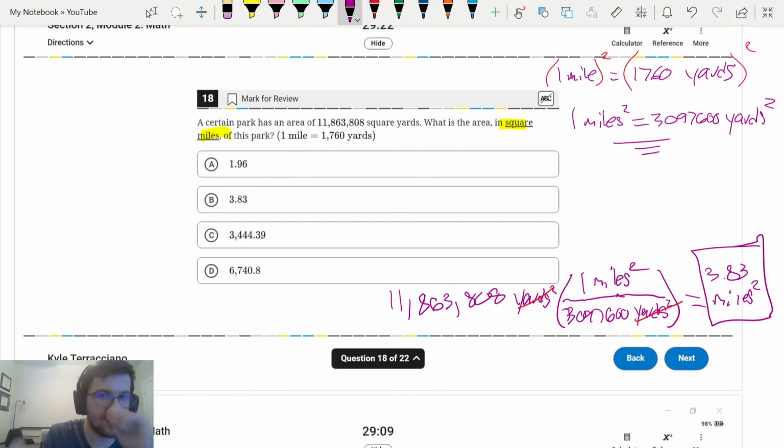So whenever you see square units, you have to make sure that the conversion factor is squared. So this one we had to square it. Lots of people would have forgotten and they would have gotten it wrong. Okay, so 3.83 is B. That is the correct answer.